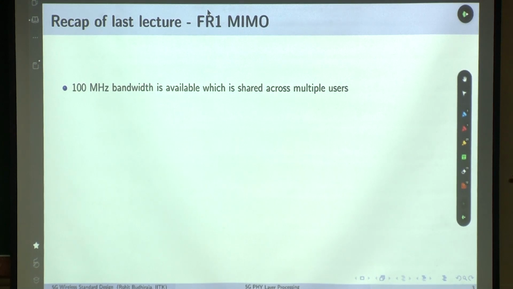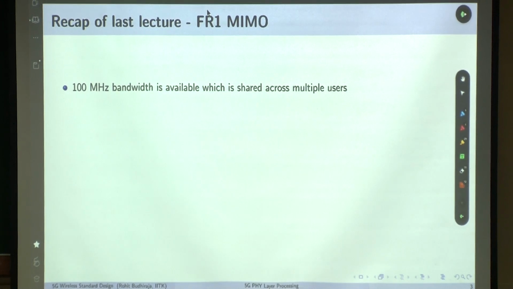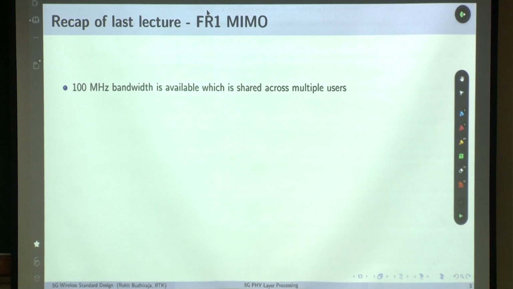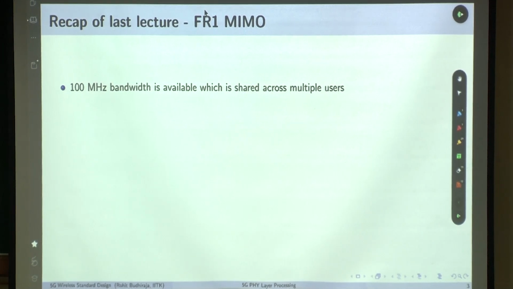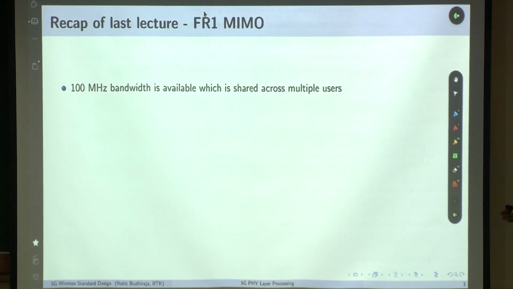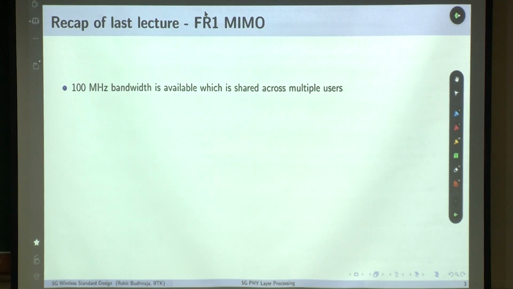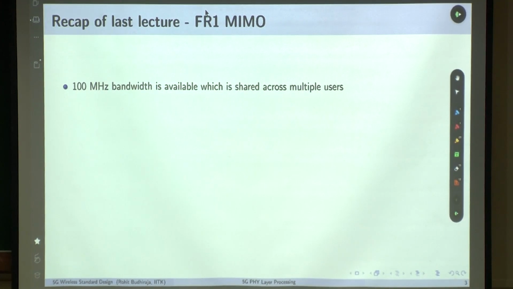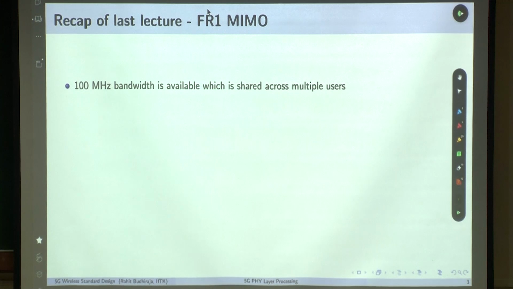But what are we saying here? Some of the key aspects which will make it different from FR2 MIMO implementation. That's what we are trying to capture here. So this 100 megahertz bandwidth is available, which needs to be shared across multiple users. And what does this impose? What kind of constraint is it imposing?